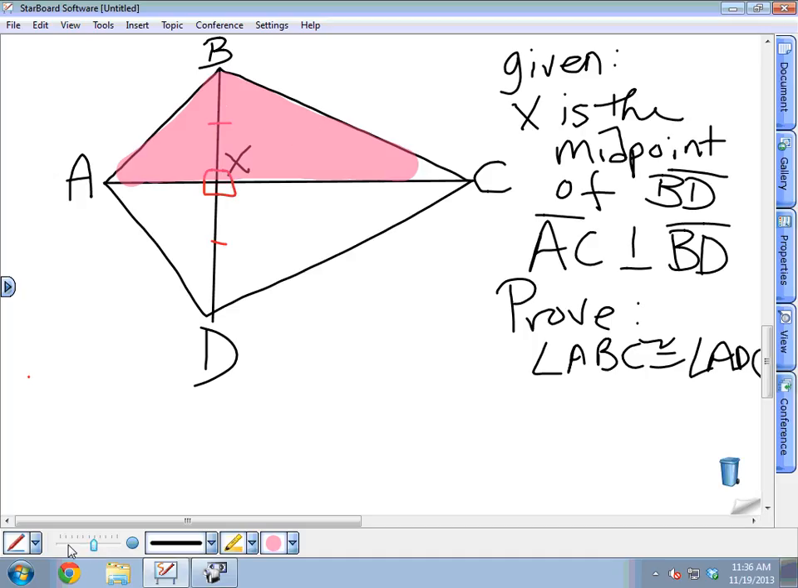Right. So BD isn't really a part of those triangles. What would be a part? See how they both have AC. But AC is not congruent. Oh, AC is congruent to AC through the reflexive property, right? I was thinking the point X was going to throw it off. My bad, sorry.